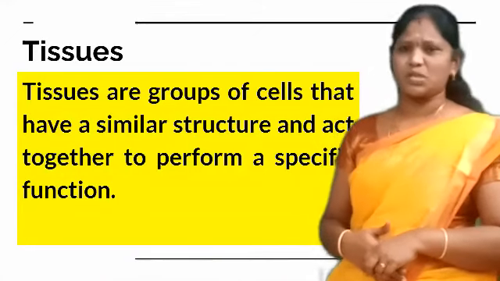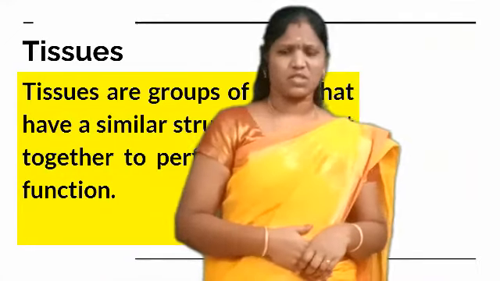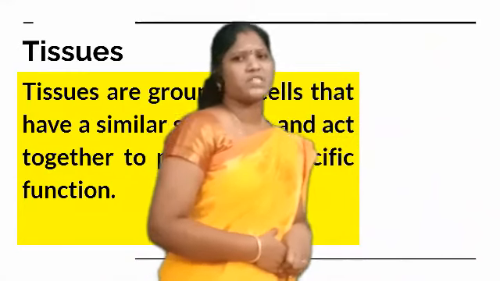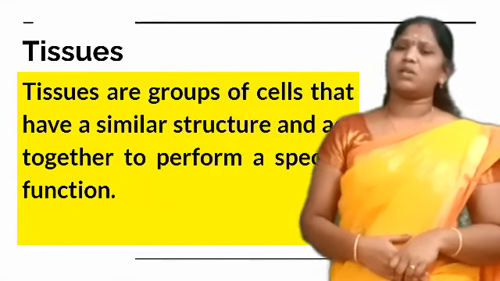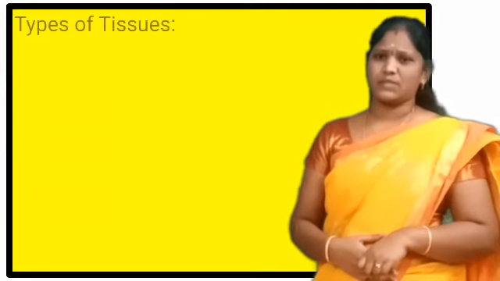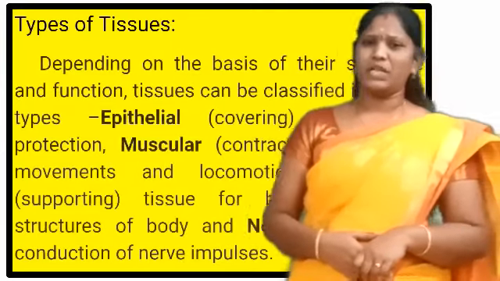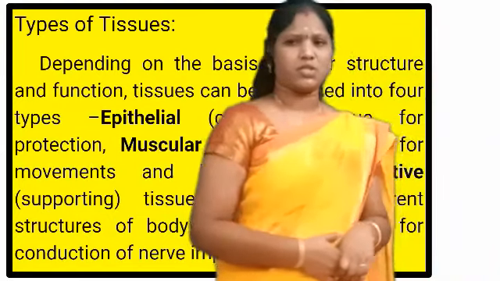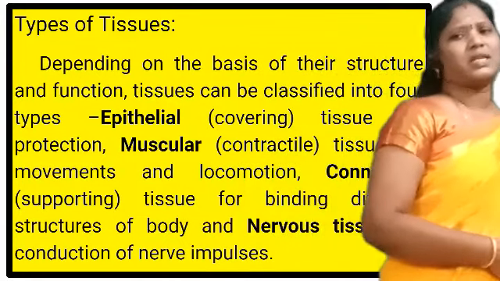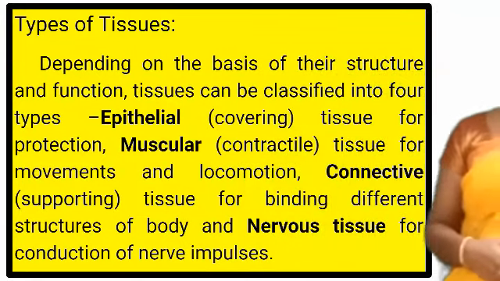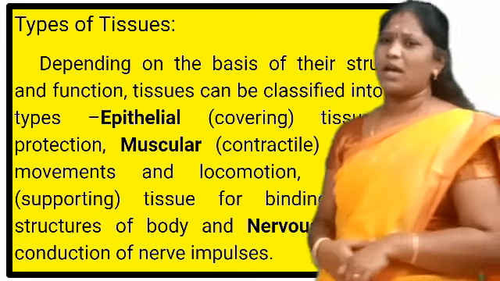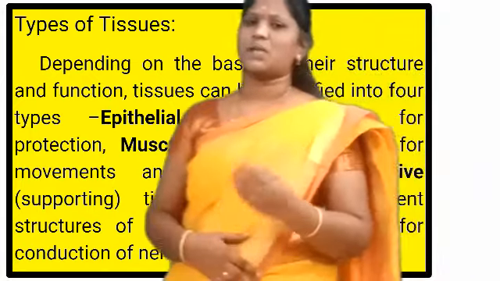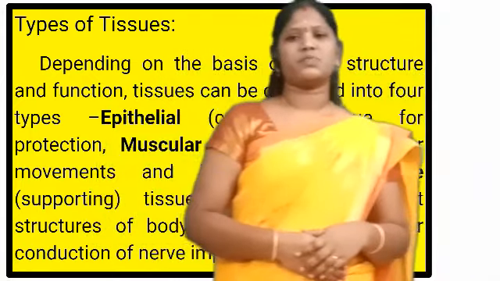Tissues. Tissues are a group of cells that have similar structure and also perform specific functions. Types of tissues. There are 4 types of tissues: epithelial tissue, muscular tissue, connective tissue, and nervous tissue. Epithelial tissue helps for covering. Muscular tissue helps for contraction, connective tissue helps for supporting, and nerve tissue for conduction of the nerve impulse.